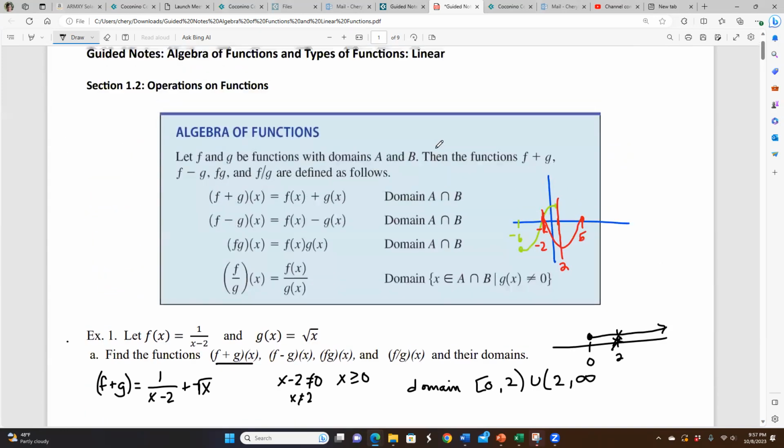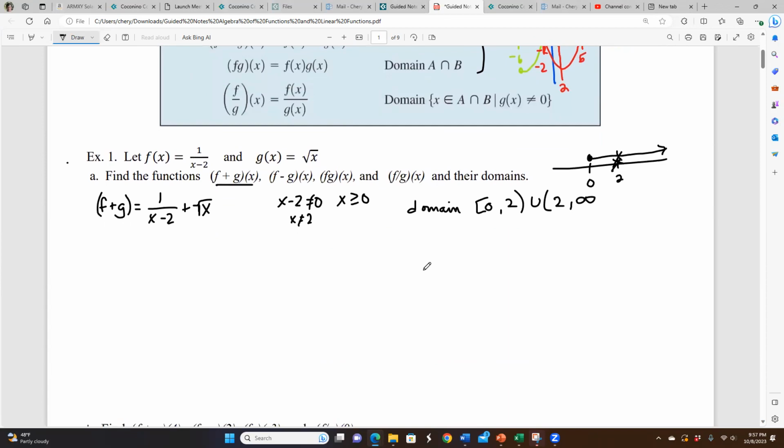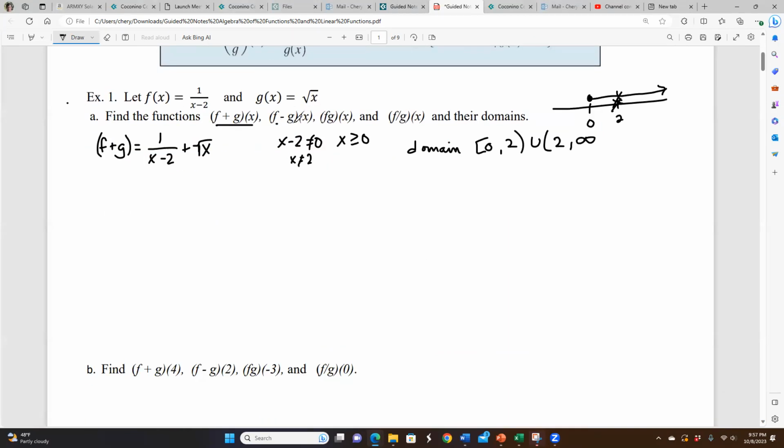Now, if we look up here, for adding, subtracting, and multiplying, that's how it's going to be on the domains. It's their overlap. So that will be the same domain when we subtract them and multiply them. f minus g of x would just be my f function, 1 over x minus 2, minus my square root of x, my g function. And its domain would be the same as the domain we got for our first problem here. So it'd be from 0 to 2, and then 2 to infinity.